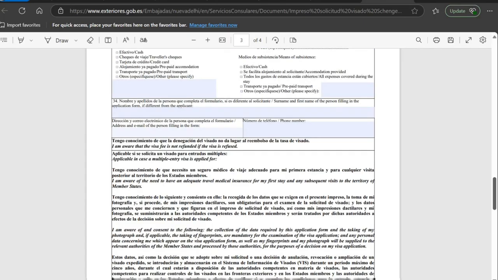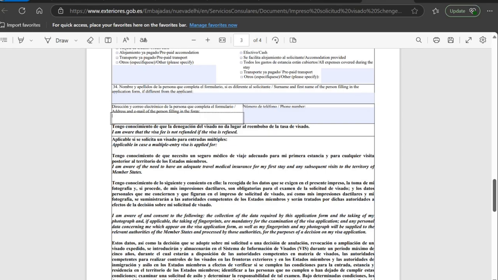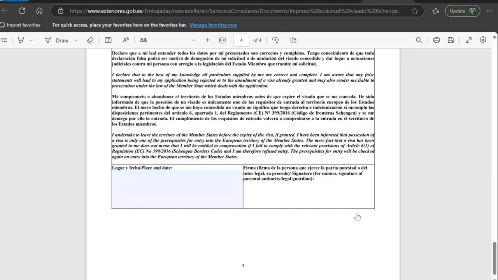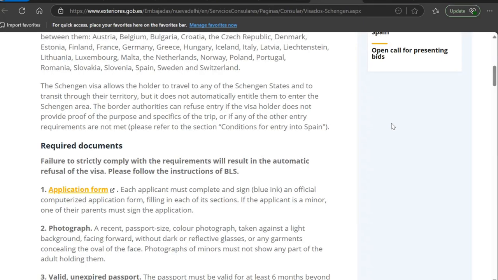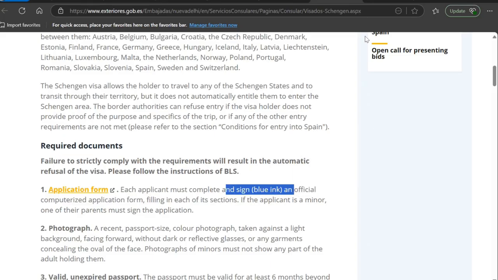Say name and surname of person filling in this application if different from applicant, and other details. After that, you need to fill in place and date. This you can type. Now signature needs to be in blue. As far as I remember, we had read about it. Okay. Must sign in blue ink. Okay, so that you have to remember.